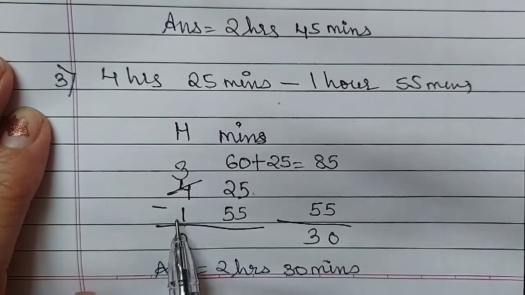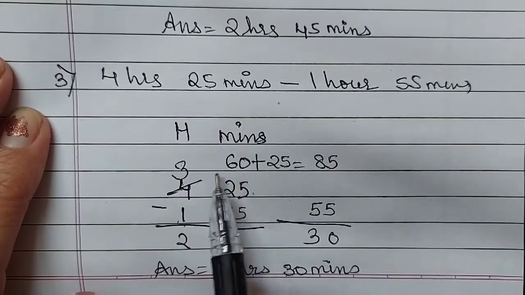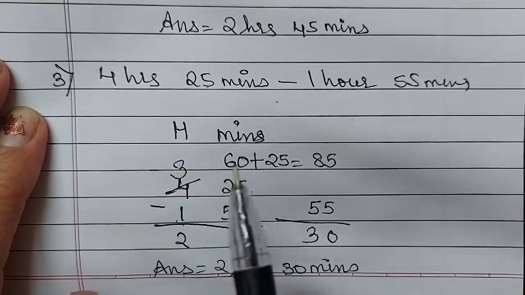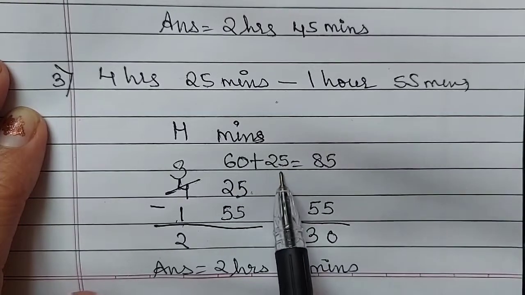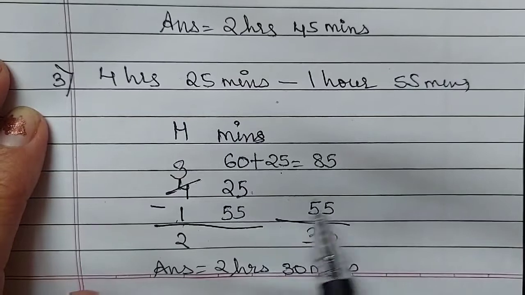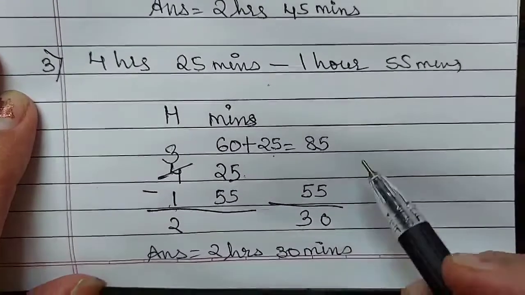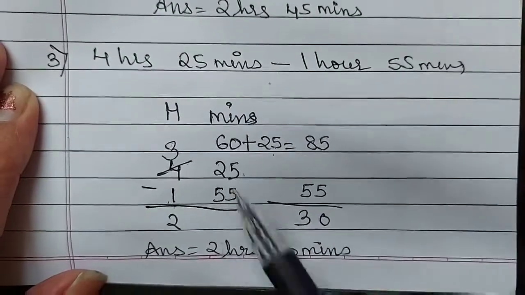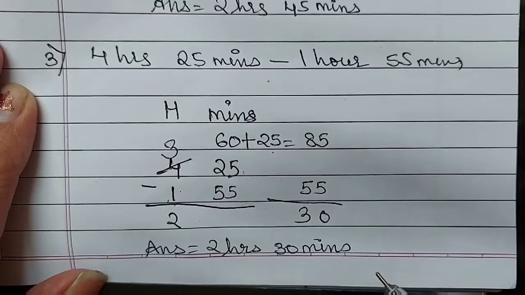This is the hour column. 1 hour is equals to 60 minutes. So we wrote here 60. The reason for writing here 60 is 1 hour converted into minutes is equals to 60 minutes. Plus 25 is 85. Now 85 minus 55. The sign is minus, so you have to subtract. When you subtract 55 from 85, you get 30. And 3 minus 1 is 2. So your final answer will be 2 hours and 30 minutes.